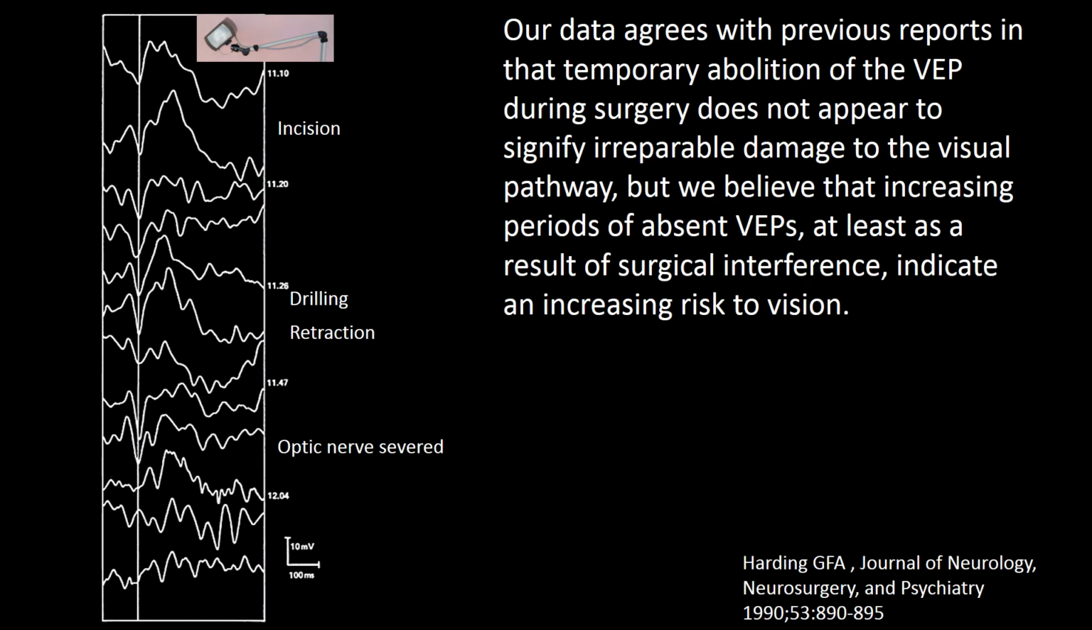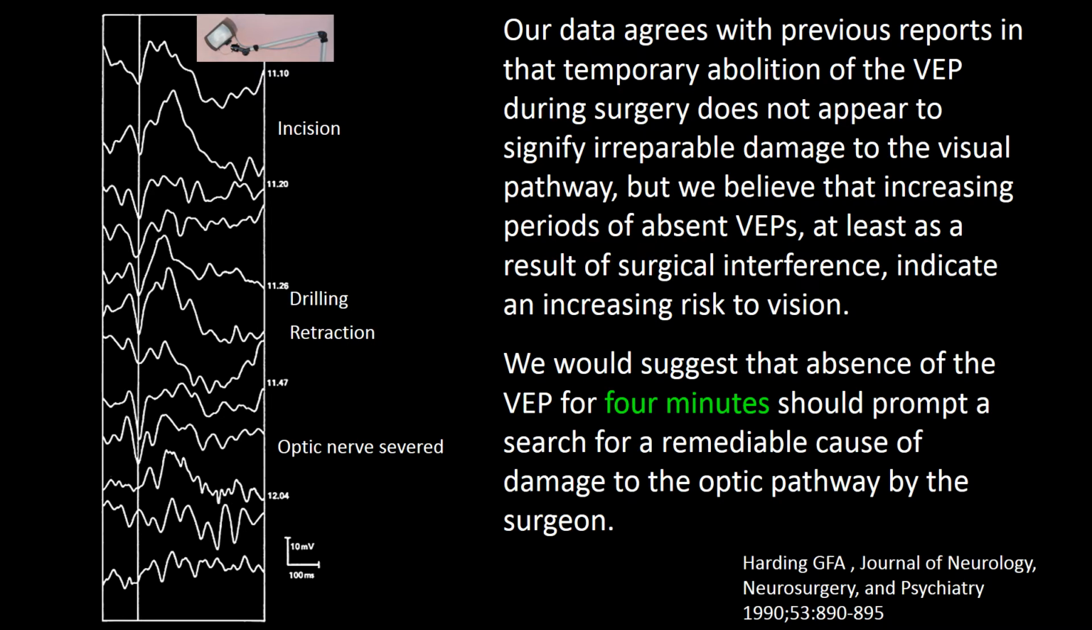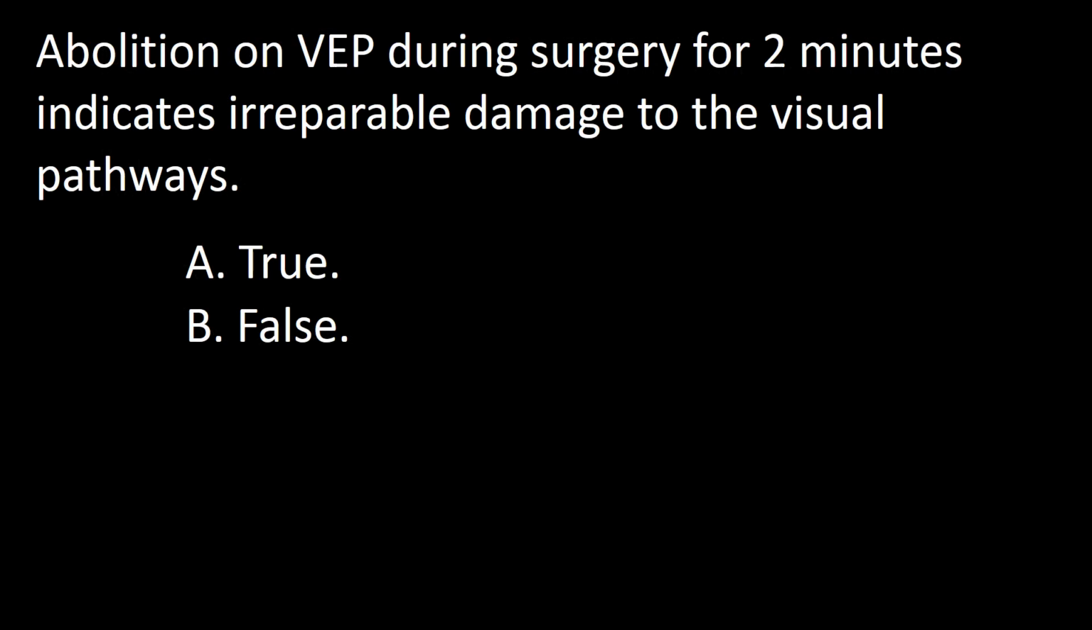You can read the conclusion of this paper in this frame. Abolition of visual evoked potential does not indicate irreparable optic nerve damage. But the author suggests that if the absence of the major potential is for longer than 4 minutes, a search for remediable causes of optic pathway damage should take place. So the answer to this question is false.